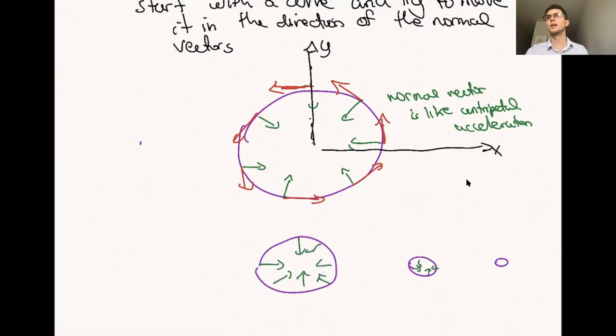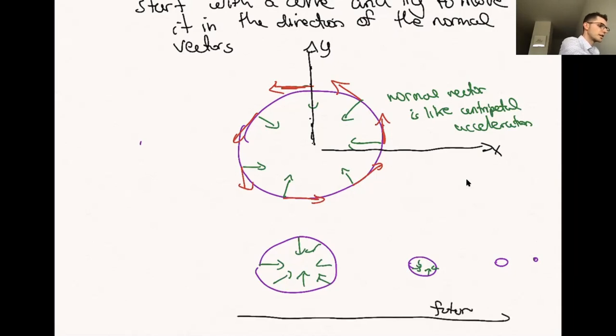In fact, eventually what it's going to try to do is reach the size of a point, and when it reaches a point, it reaches what's called a singularity. So this is the future direction. As you go into the future, the circle starts shrinking more and more, and you get to the extreme case of a point, and this is called the singularity.